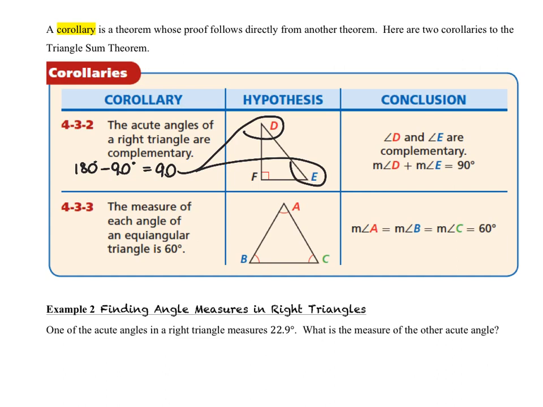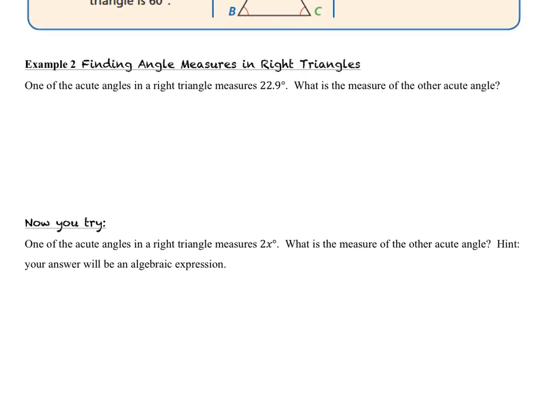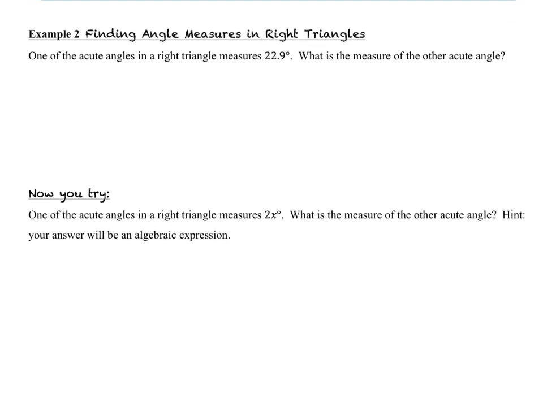4.3.3 says the measure of each angle of an equiangular triangle is 60 degrees. And that makes sense because we know we have three angles in a triangle. They total up to 180 degrees. If they're all three the same, we're going to end up with 60-degree angles, three of them. Let's take a look at example 2, and we're going to be using these corollaries on example 2.